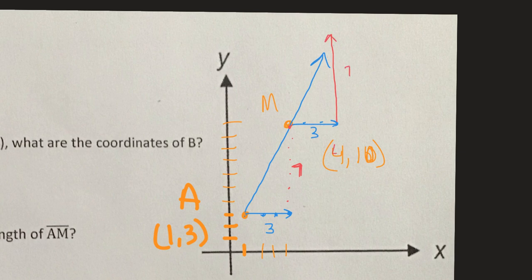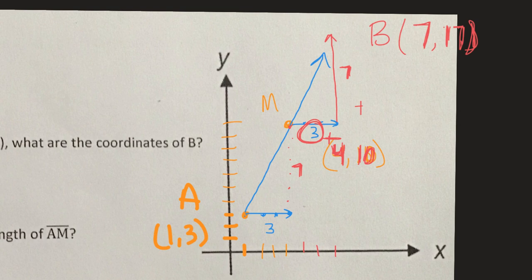So right now I'm at the point (4, 10), right? That's where M is. And if I went 3 more units to the right, I am adding 3 to 4. What's 3 plus 4? 7, right? So my x value is now 7. I've gone 7 units to the right. And how many units have I gone vertically? I was at 10 at my midpoint, and then I went 7 more units up. So 10 plus 7 is 17. So B, the other endpoint, is at (7, 17).